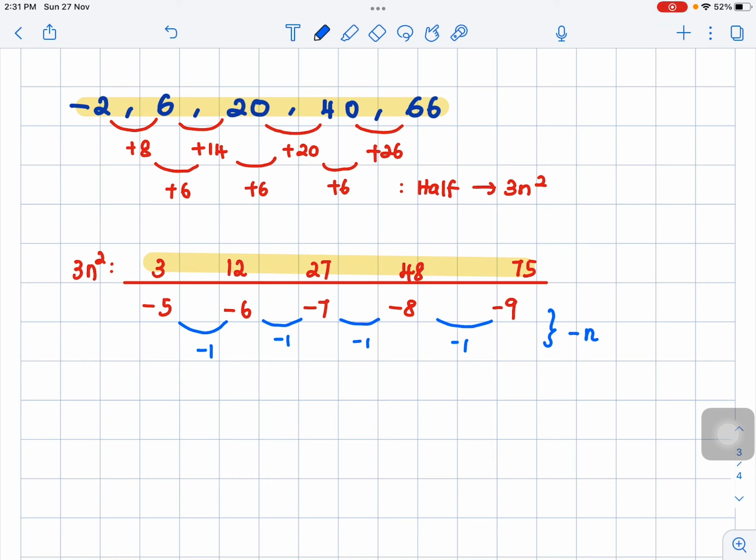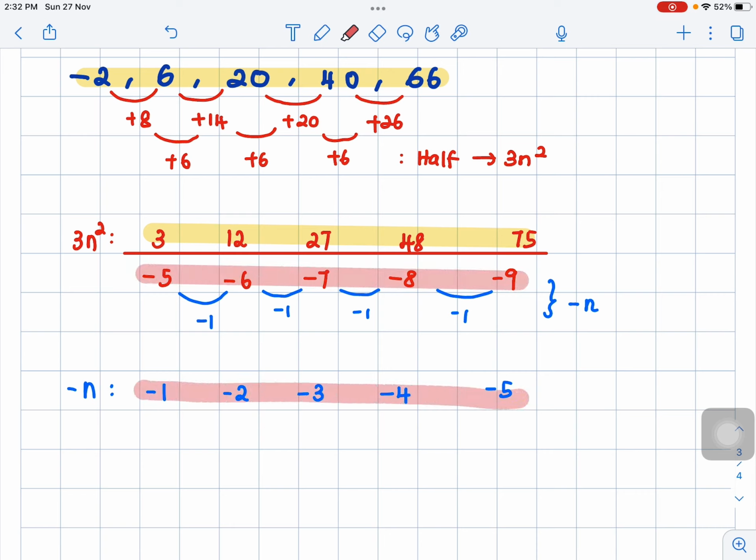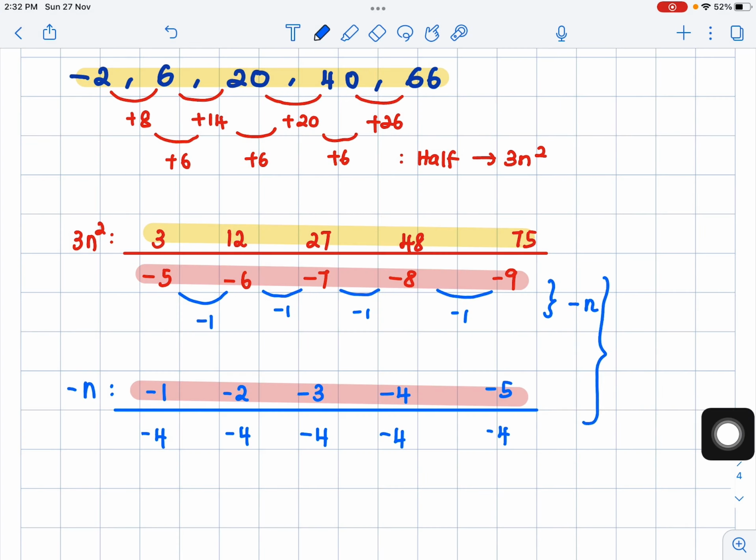And then you repeat it over here. You're going to get minus 1, minus 2, minus 3, minus 4, minus 5. So let's highlight the different layer now. We're going to take this and we are going to minus with this one now. So when I minus, what will I get? Minus 4, minus 4, minus 4, minus 4, and everything is minus 4 now. So together with these two, you can write it as minus n minus 4. Do not forget to carry forward this one. So your nth term is going to be 3n squared minus n minus 4.